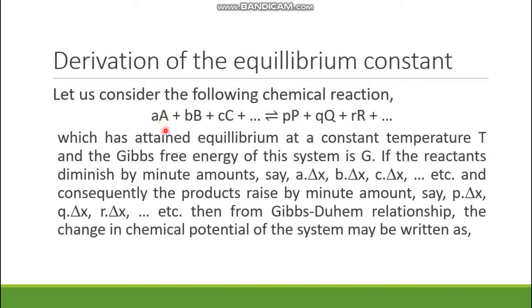So from that perspective we can write that the amount of A is slightly decreasing. How much is the amount decreased? The amount is small a into delta X. So if the reactants diminish, meaning they decrease by very small amounts, say a into delta X, b into delta X and c into delta X, then simultaneously what would happen? The amount of the products would also increase, and consequently the products are raised by minute amounts.